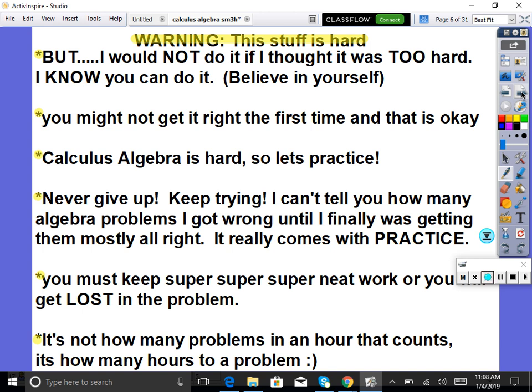Now understand, if you do not keep your work nice and neat, you're going to get lost in the problem because there's so much going on. So just plan on giving yourself 1 page per problem on the hard ones. Alright, so this is my cute little saying. It's not how many problems you can get done in an hour that counts, it's how many hours to a problem that counts.